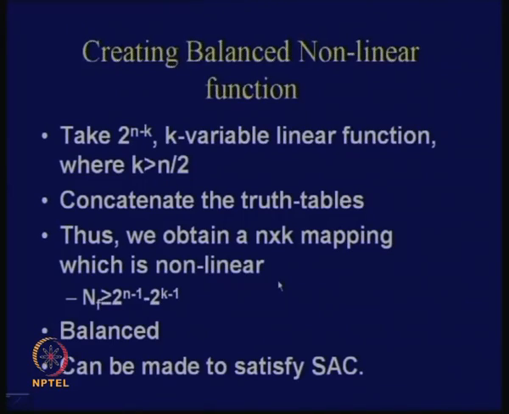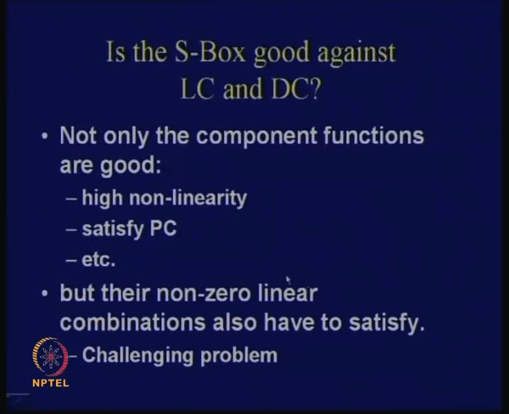So you can take it as an exercise and try to work it out. And you can also prove that the nonlinearity of this will be greater than 2^(n-1) - 2^(k-1). It will also be balanced, and it can be made to satisfy the strict avalanche criteria also. Okay, so if the question is about the S box which you design being good against linear cryptanalysis and differential cryptanalysis, not only do the component functions have to satisfy high nonlinearity and propagation criteria, etc., but their non-zero linear combinations should also satisfy these properties. So it's quite a challenging problem to design a good S box.